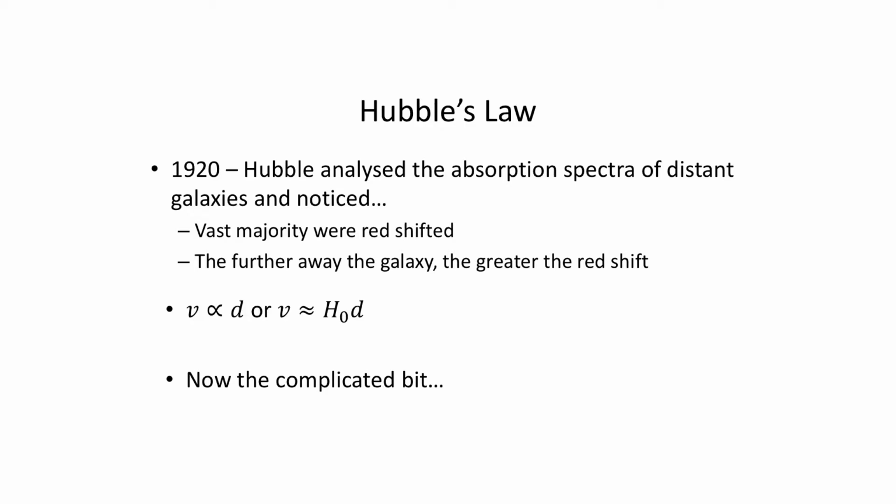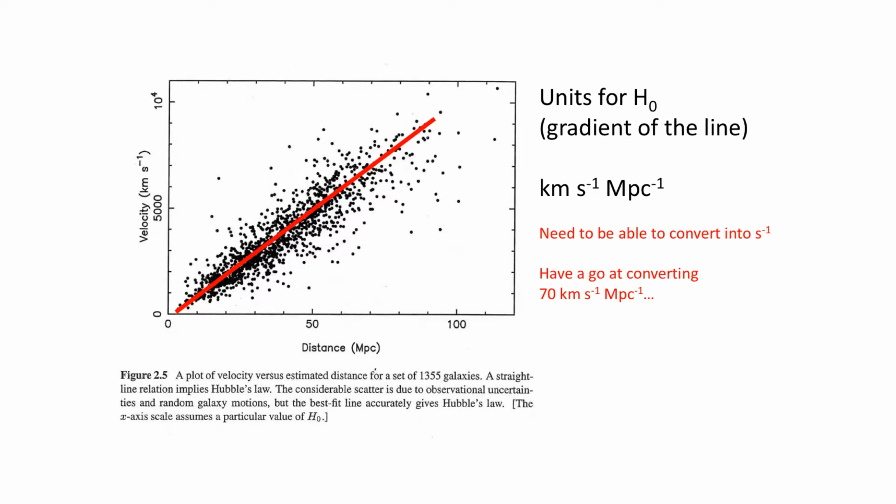I said it's the complicated bit. Some of it's easy, and you'll then need to do a little bit of maths and thinking with some unit conversions in a second. The easy bit is hopefully recognising that velocity and distance are proportional to each other, or roughly proportional. You can see there's quite a large area of doubt. Not all of them follow that red line, and that's why we've got those squiggles between V is roughly equal to h naught d. However, they're certainly very close to being proportional.